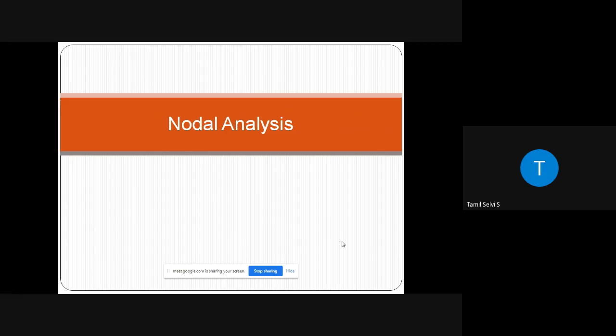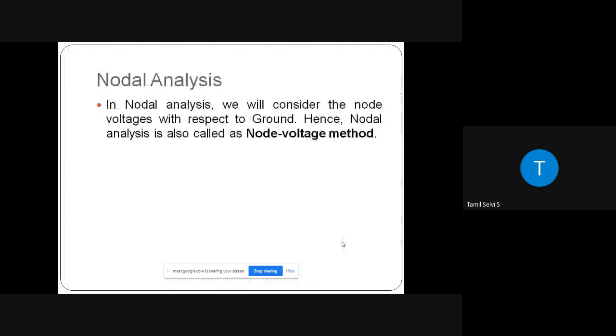So in this analysis, we're going to analyze the voltages. Primarily, we're going to concentrate on finding the voltage in a circuit, so this analysis is also called the node voltage method. In nodal analysis, we consider the node voltages with respect to the ground. With respect to the ground only, we determine the node voltage. Hence, nodal analysis is called the node voltage method.